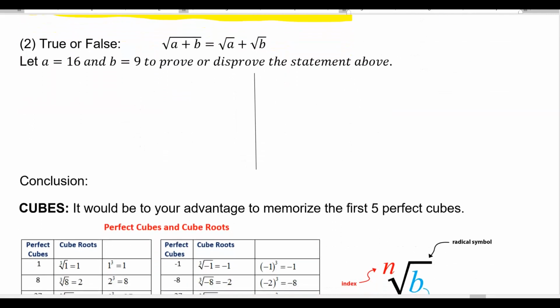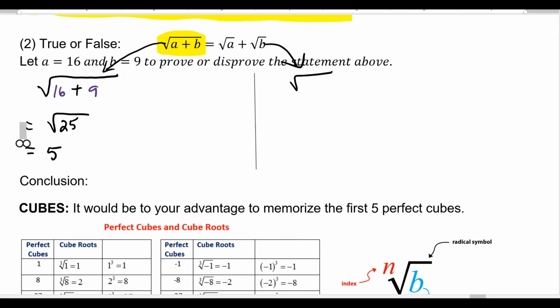Next, true or false? Is the square root of a plus b the same as the square root of a plus the square root of b? And I have some numbers here for you to prove or disprove it. So let's do the left side first. What is the square root of a plus b if a was 16 and b was 9? Well, if we make that substitution, let's do the left side over here and let's do the right side over there. So 16 plus 9. What is that? 16 plus 9. So that's the square root of 25. So the left side equals 5.